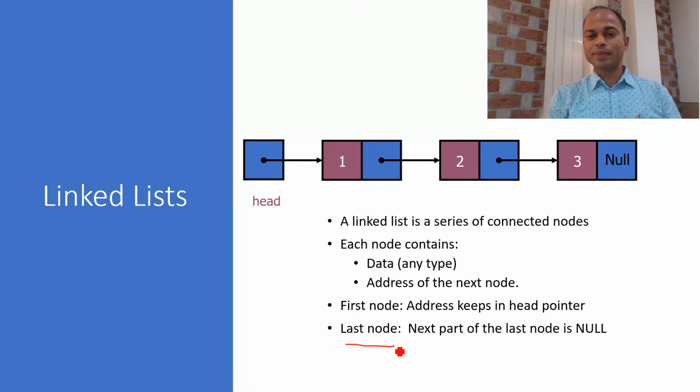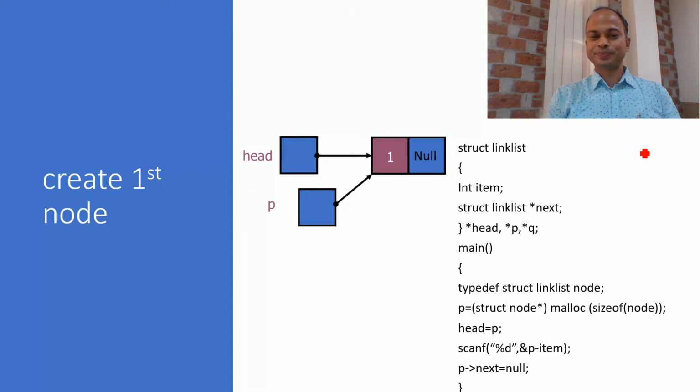After it, we have the last node, and the next part of the last node should always be null, because through this null we can find out that our linked list has finished.